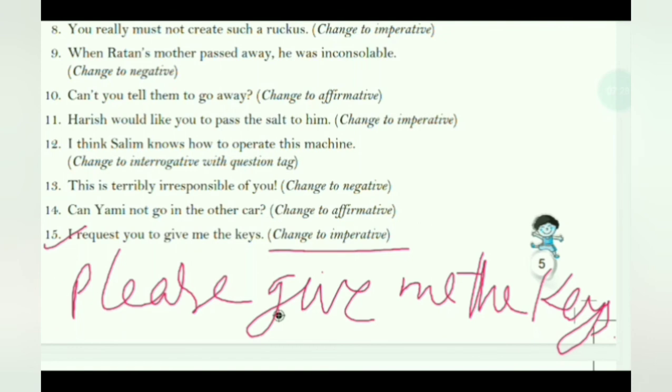So with this last sentence we have done our first chapter. We have learned about the kinds of sentences.